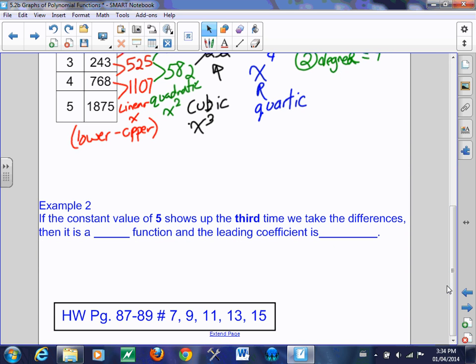Example 2. If a constant value of 5 shows up the third time we take the differences, then we have what type of function? That's going to be cubic. Okay, and the leading coefficient is positive.